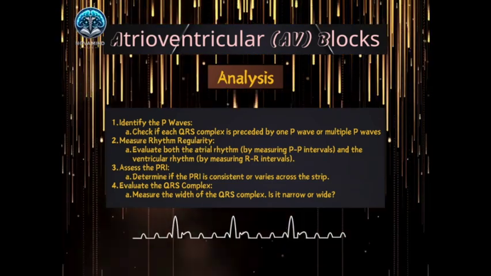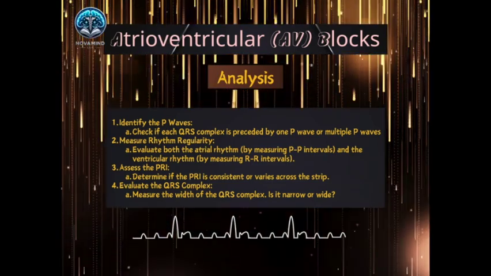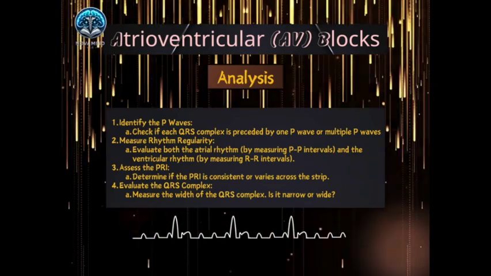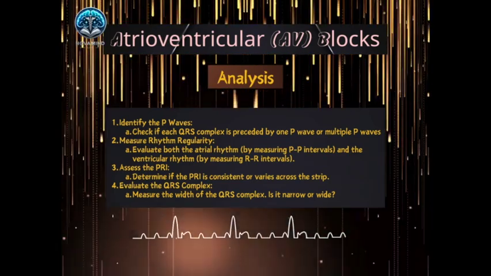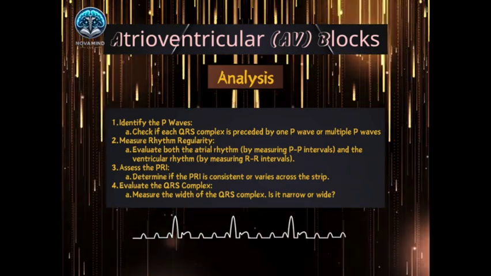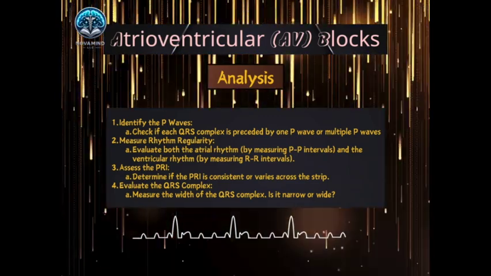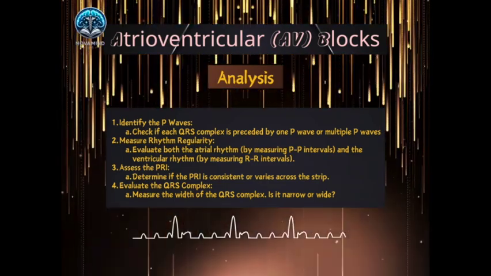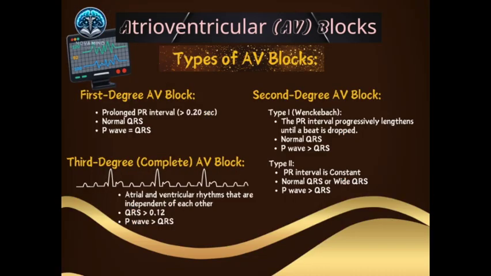Measure the QRS complex as your fourth step. Is it narrow or wide? The width of the QRS complex and the ventricular rate are keys to identifying the location of the block. The lower the block is located in the conduction system, the wider the QRS complex and the slower the rate. Let's review ECG characteristics in the types of AV block.